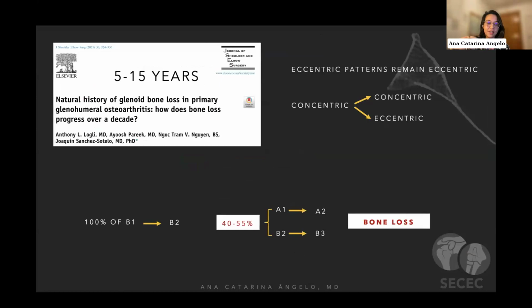What we know nowadays is that between 5 to 15 years, 100% of B1 glenoids eventually evolve to B2, and 40 to 55%, so more than half, can evolve from A1 to A2, and from B2 to B3, and this usually implicates bone loss. So we have this tiny glenoid, which is already a problem, and usually the natural history evolves to even more bone loss, even less bone to deal with when we're going to perform our implantation.